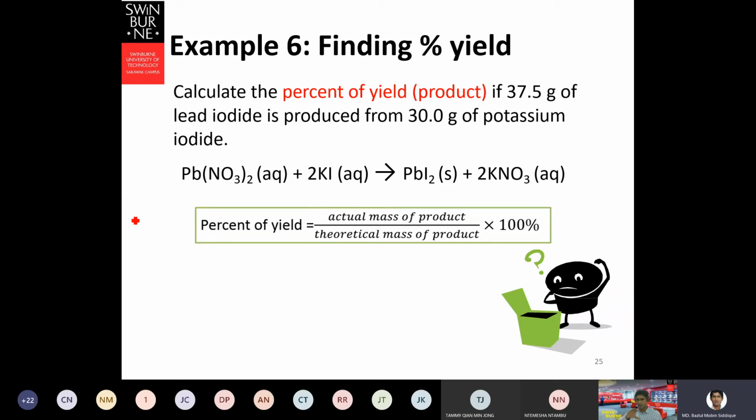Although theoretically we say that all the limiting reactant will go to the product, there is a gray area here. Not every time is everything produced. Especially at the industrial level, not every time are all the products produced.